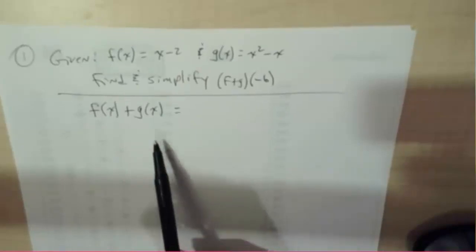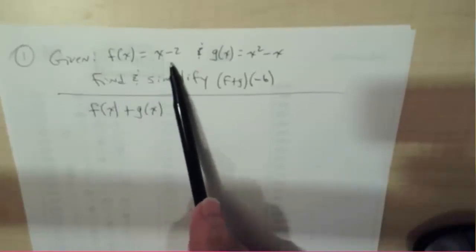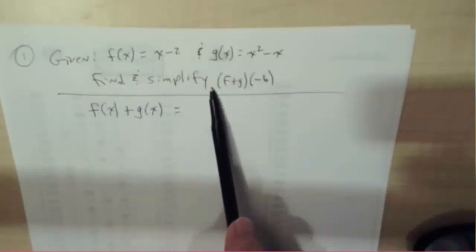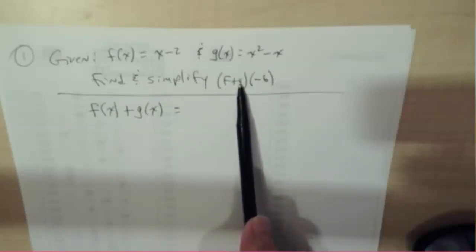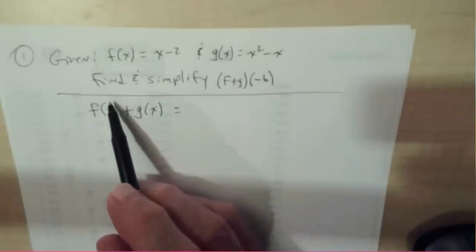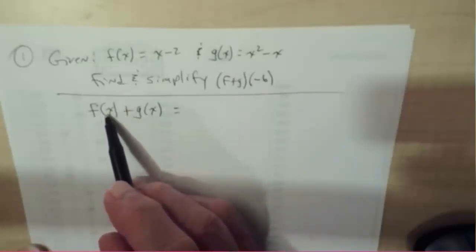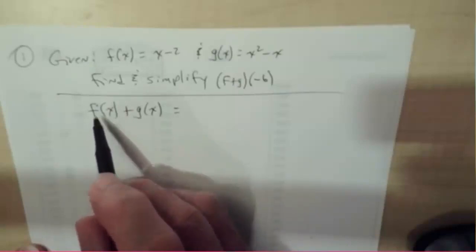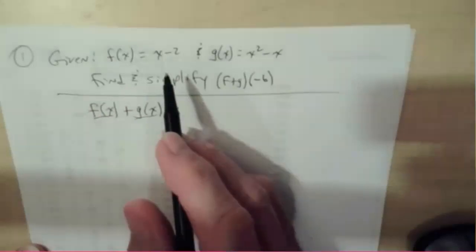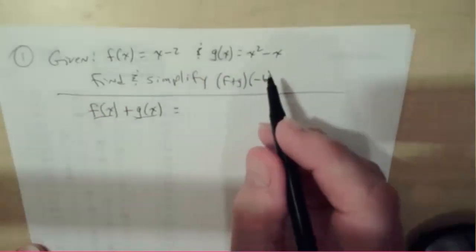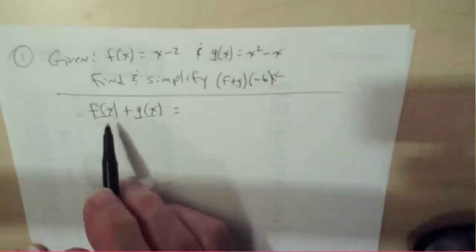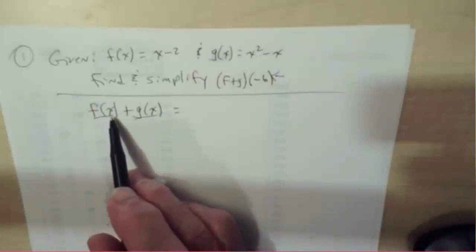I'm going to do my best here, but it's been a long time since I've done these. If you have f of x equals x minus 2 and g of x equals this, it says find and simplify f of x plus g of negative 6. This is really pretty simple. What we're going to do is add f of x and g of x, and then substitute back in negative 6.